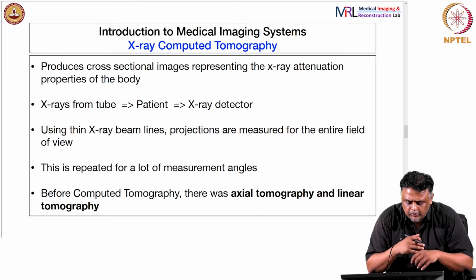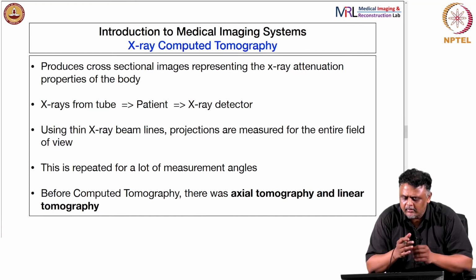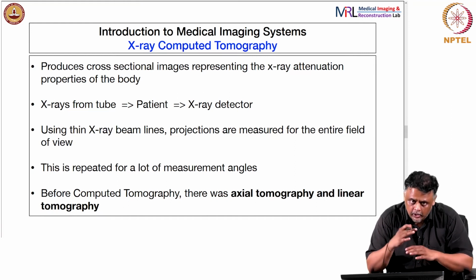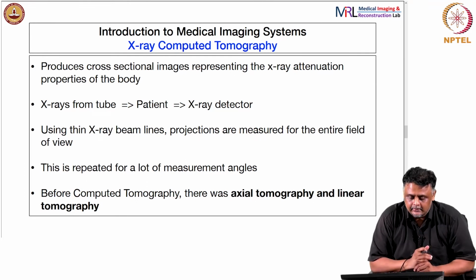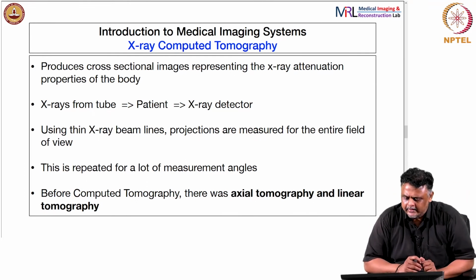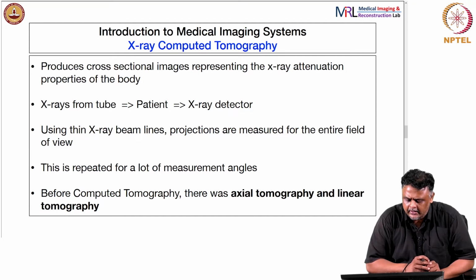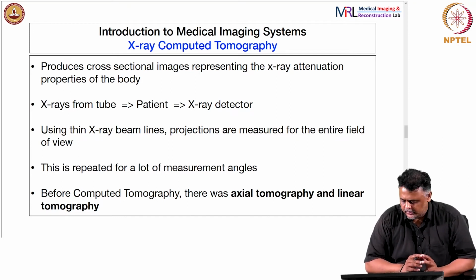Before computed tomography came about, there were other efforts to acquire cross sections, rather than just the projection, and they are known as axial tomography and linear tomography. I will not discuss them, just some historical perspective.